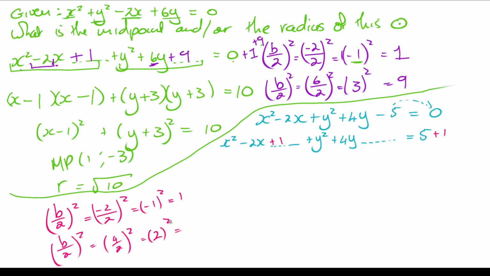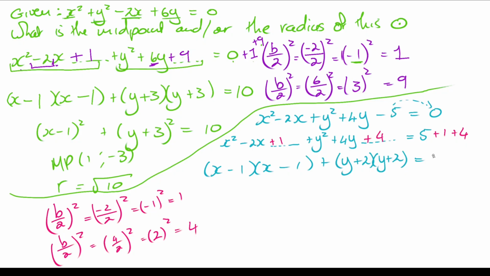Okay, 2 squared equals 4, plus 4, plus 4. If you got this or something like it, great start. Pause. Okay, so you're going to factorize. That's going to be x minus 1, plus y positive 2. And we're going to add all this business together.